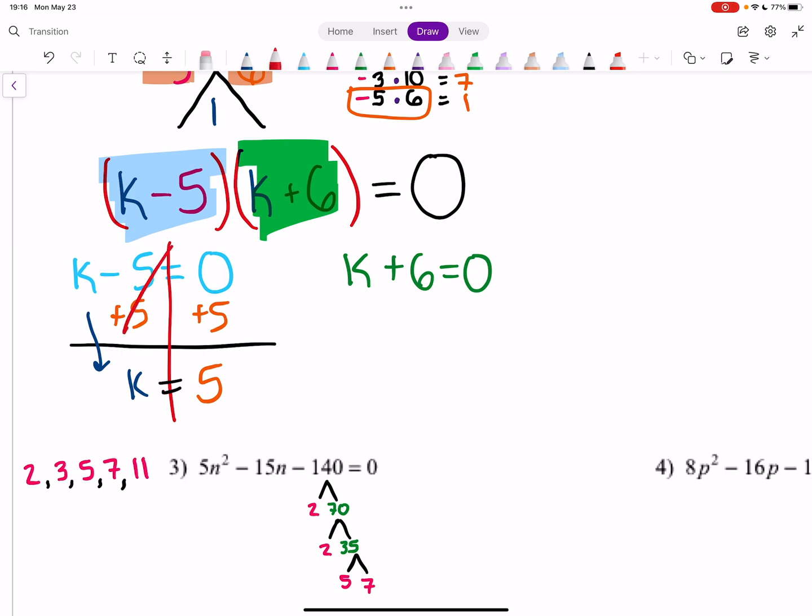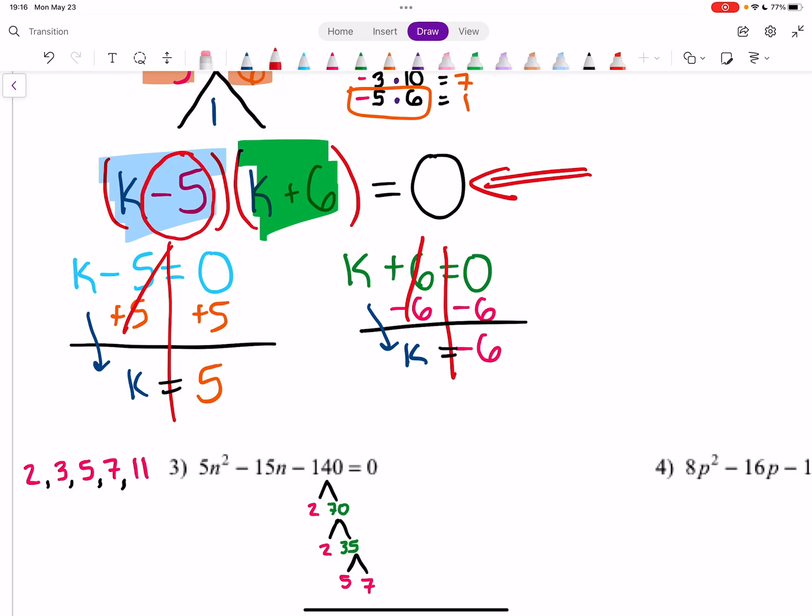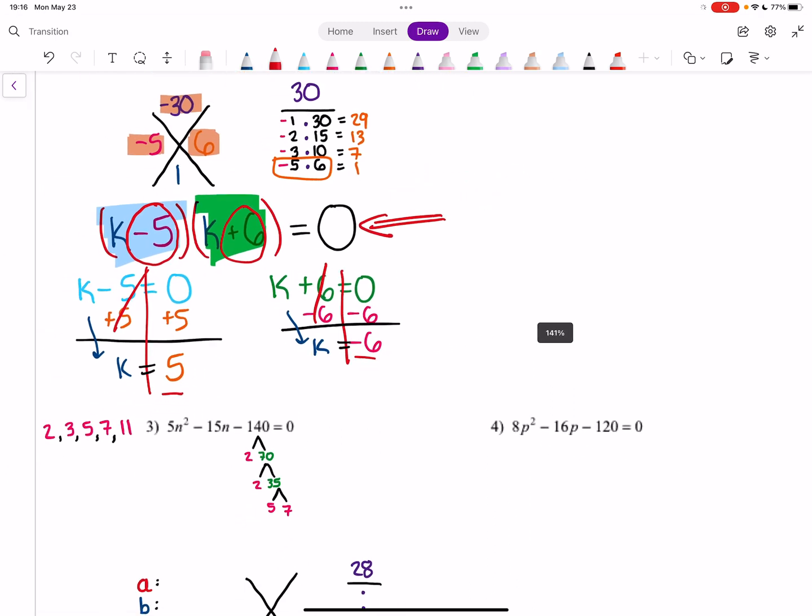Again, that's a positive 6 there, so I need to subtract to solve this one. And 0 take away 6 is negative 6. So my other possible value for k is negative 6. Now notice, if I look back at my problem in factored form, my solutions were just switched, the signs were switched, right? That negative 5 became a positive 5, and the positive 6 became a negative 6. So you can always use that shortcut to find your solution.